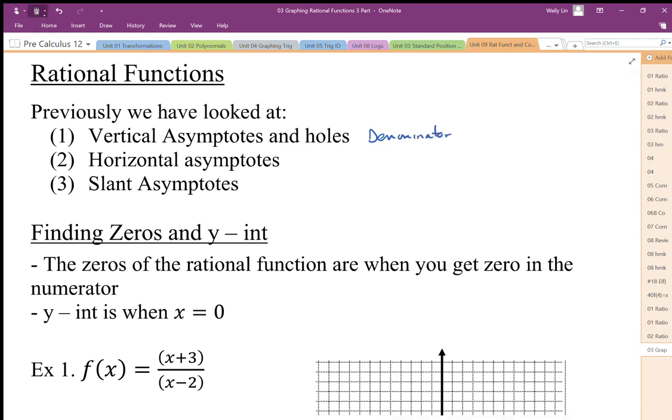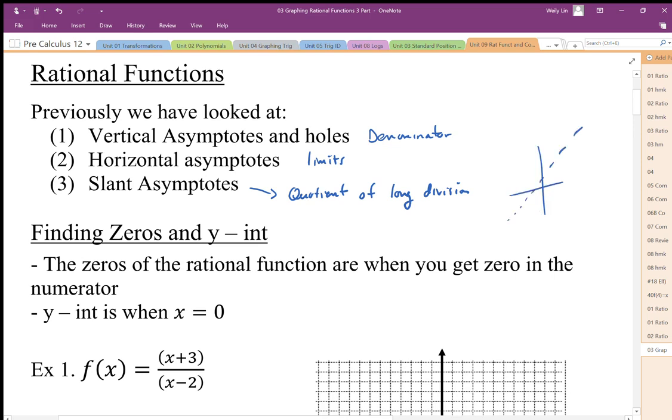Horizontal asymptotes we can find from limits. Or we can do this by long division, find the horizontal asymptote from the quotient. And the slant asymptote we get from the quotient of long division. So the slant asymptote, sometimes called oblique asymptote, that line, the equation of the line, we find from the quotient of long division.